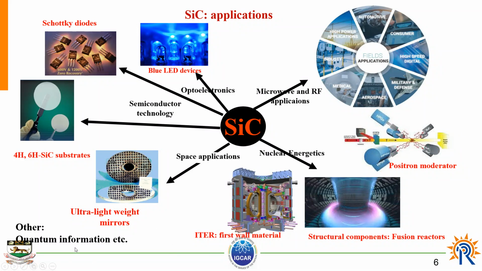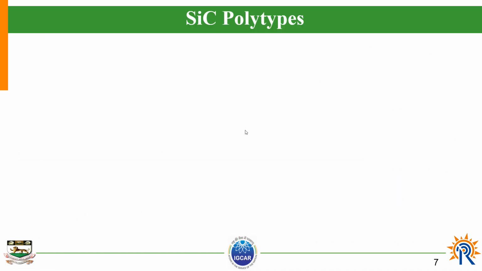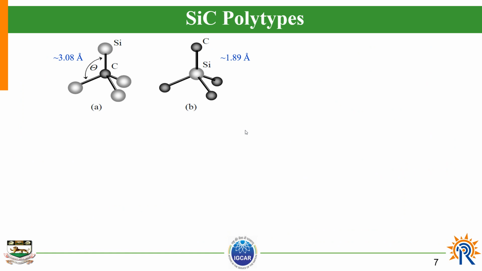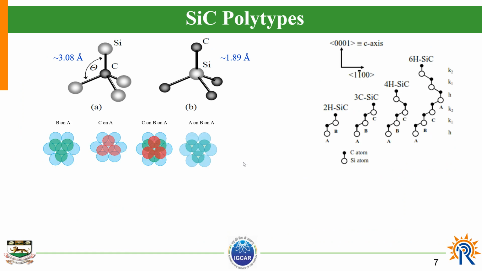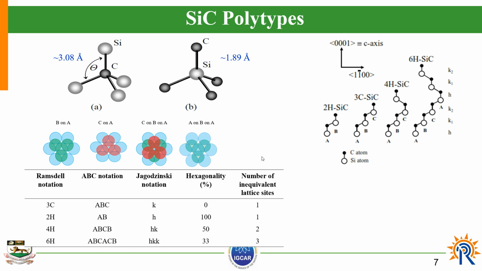And in some cases, the defects of this material are used for quantum applications like qubit related things, quantum information, and quantum cryptography. A lot of applications are observed in this particular SiC. And one of the major aspects is SiC polytypes. During the growth process itself, it produces different polytypes, starting from cubic to hexagonal, and even rhombohedral structures also.